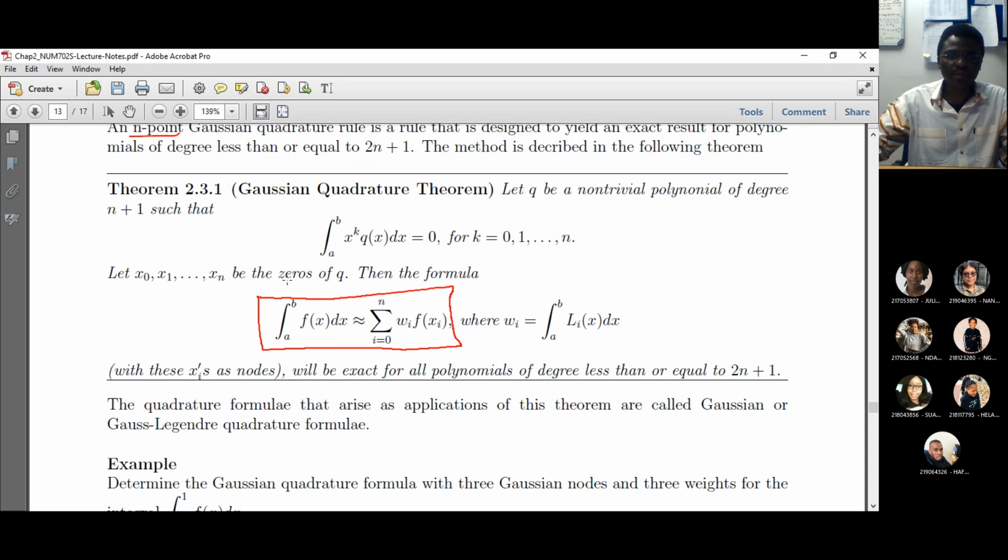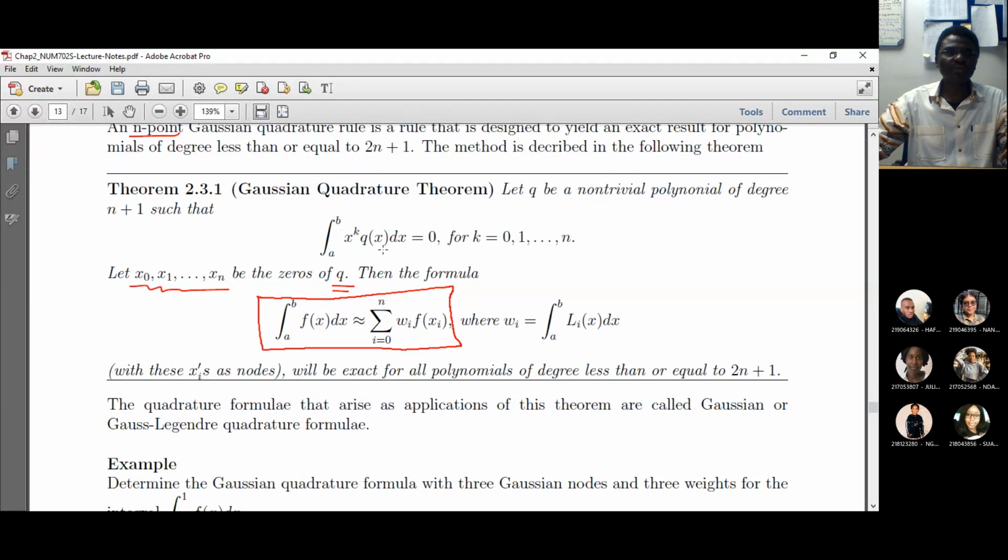First of all, you can see that the points are not chosen arbitrarily, right? The points, that is the quadrature nodes here, are selected to be roots of a particular polynomial Q. Q is a polynomial, and the quadrature nodes are its roots, so they are not arbitrarily chosen. That's the first remark. And the polynomial Q is selected in such a way that the integral of Q times x to the k is 0 for k running from 0 to n.